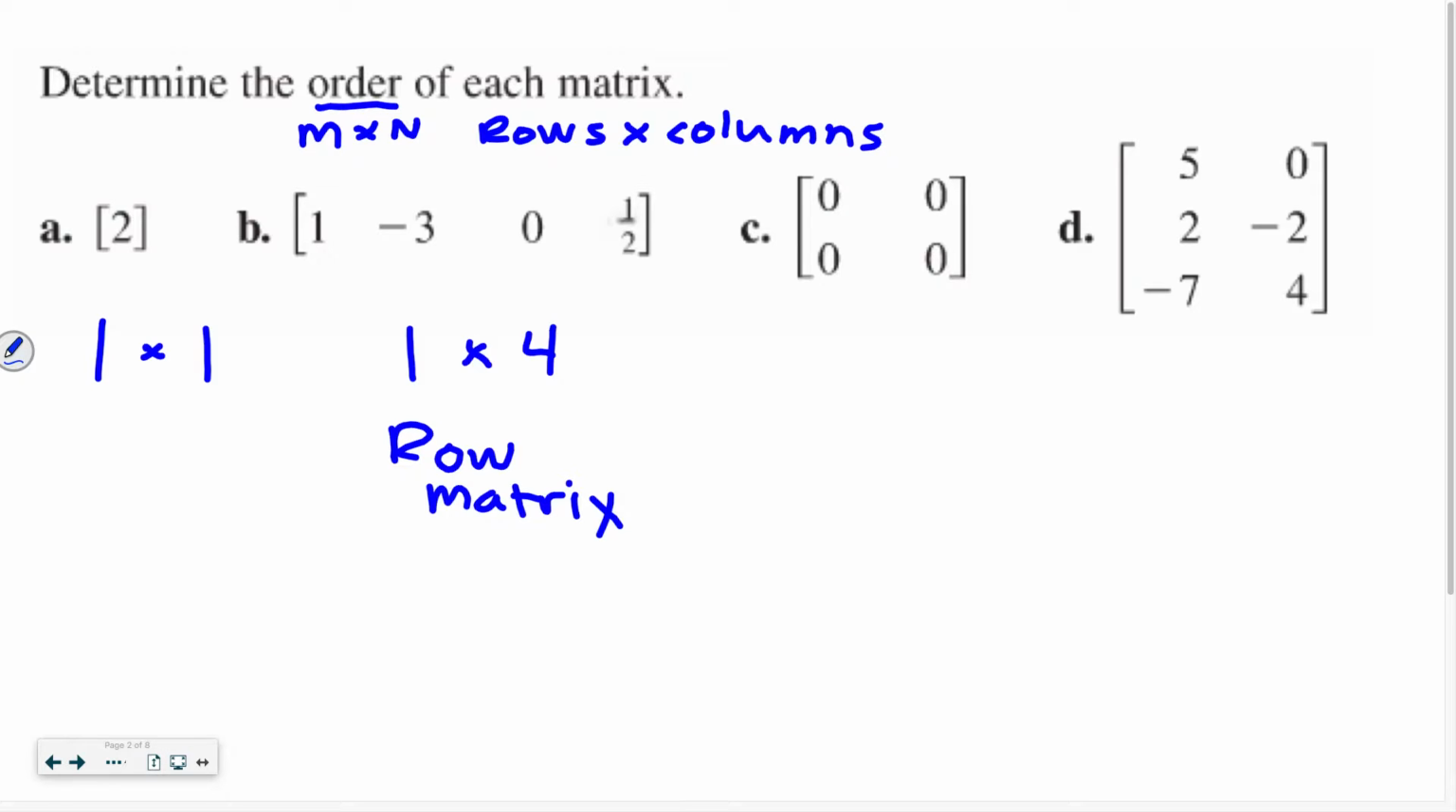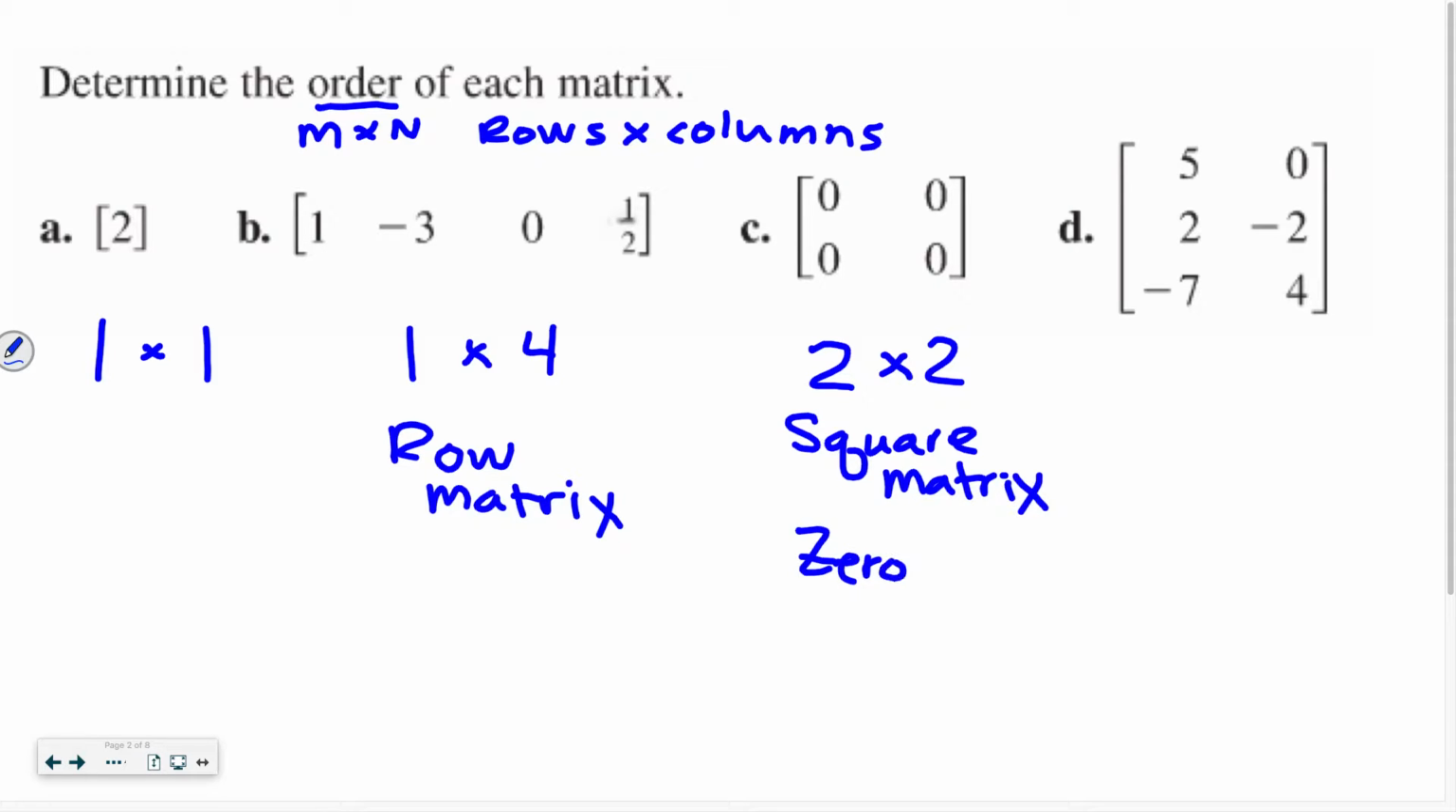All right, Eli, what did you guys say for C? 2 by 2, excellent. Anytime the rows equals the columns, we call that a square matrix. And in this matrix, we might also refer to it as a zero matrix because all entries are zeros. 2 by 2 has 4 entries.